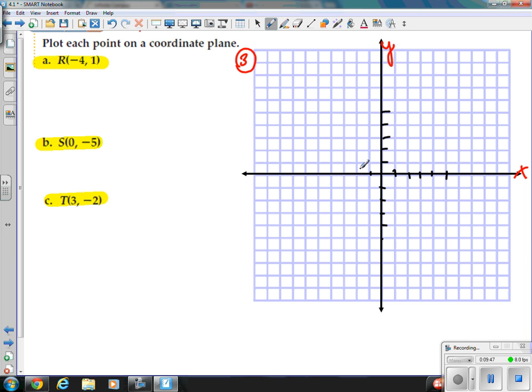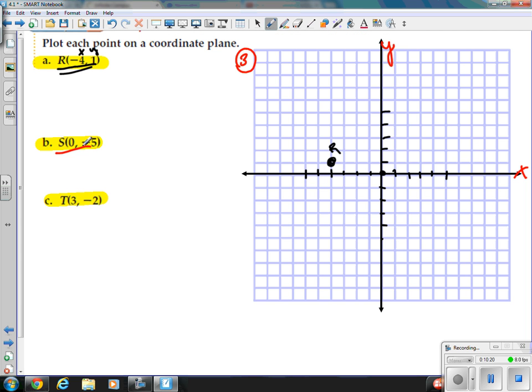Alright, and then once you have your 5 by 5 graph, you're now going to plot each one of these. So A gives us the letter R, and it says negative 4, 1. Remember, x comes first, then y. So if our x is negative 4, we start at the origin, and it moves us left 4. 1, 2, 3, 4. And it's a positive 1 for our y, so we're going to go up 1. Now we're going to label that point R.